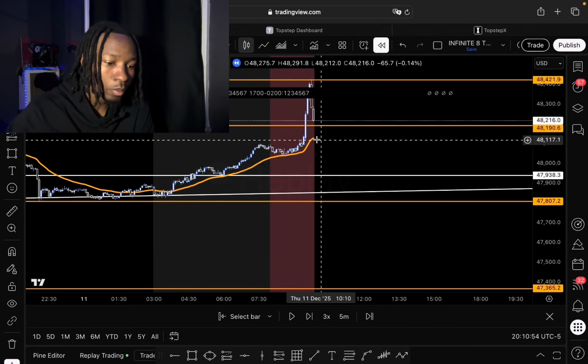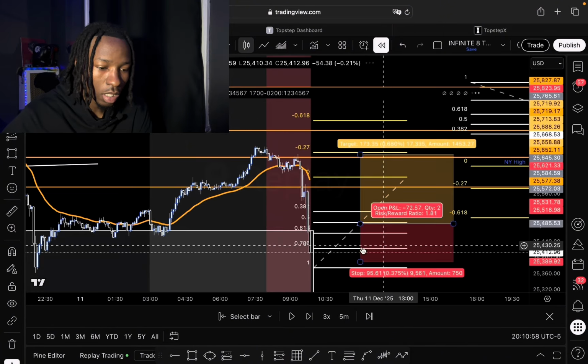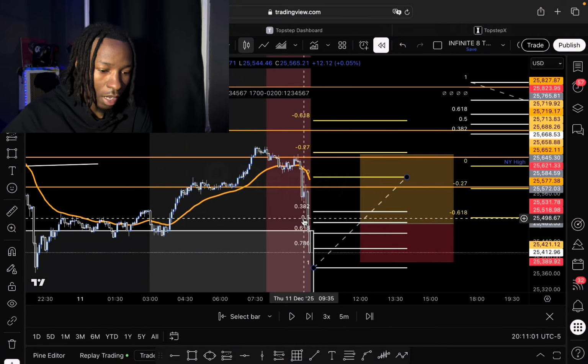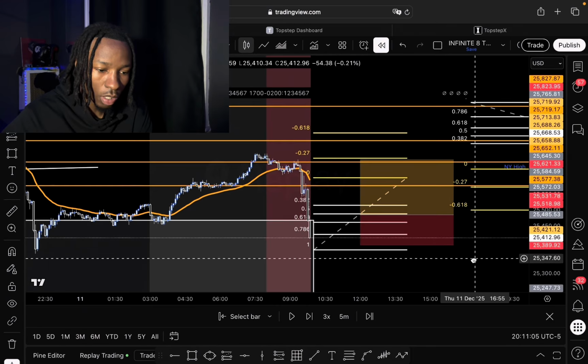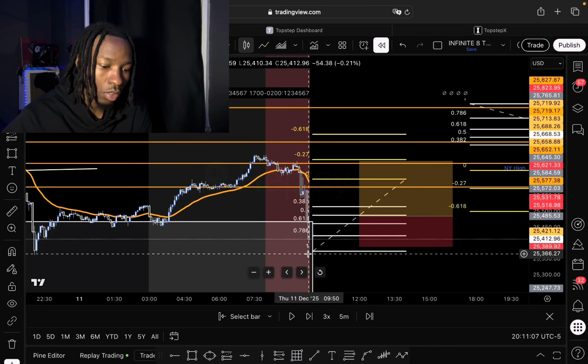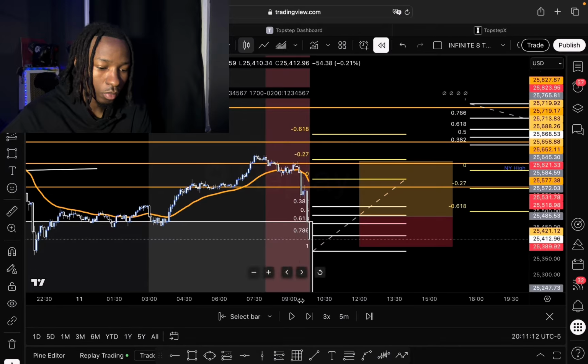US30 at market open shot up. You go to Nasdaq, Nasdaq shot down. Continue to shoot down. Okay, so I'm like, okay, let's wait a little bit more. Like I said, I don't trade the first 15 minutes of market open. So I'm just being patient.